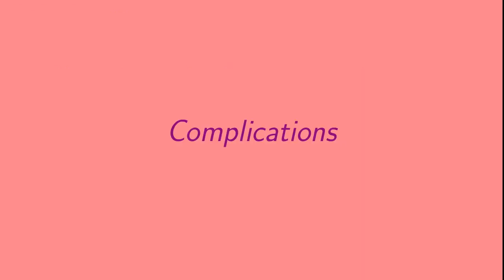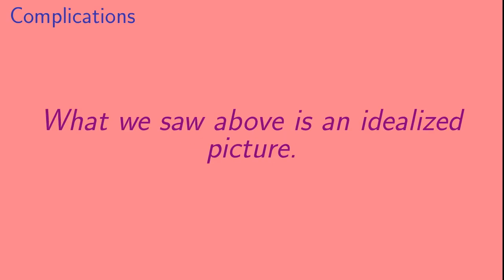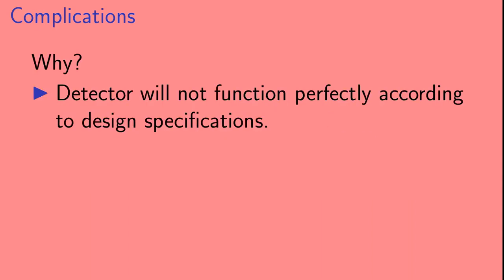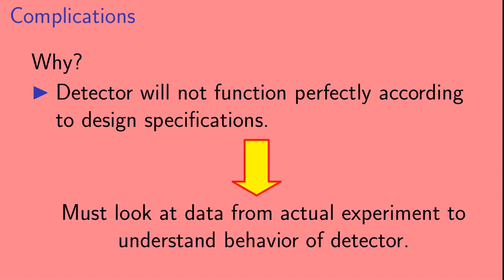Okay. That was the basic picture. Now let's talk about some complications. What we saw above is an idealized picture. In practice, some input from data is necessary, at least for studies to determine systematic uncertainties and to do necessary cross-checks. Why is this the case? Well, first, the detector will not function perfectly according to design specifications. This means that we must look at data from the actual experiment to understand the behavior of the detector.